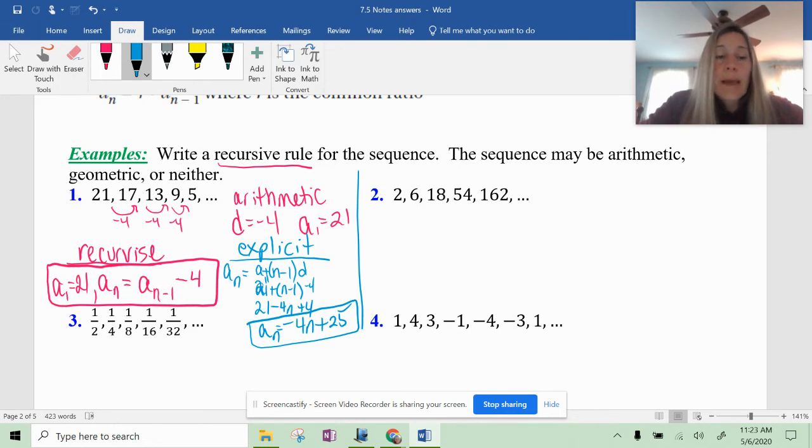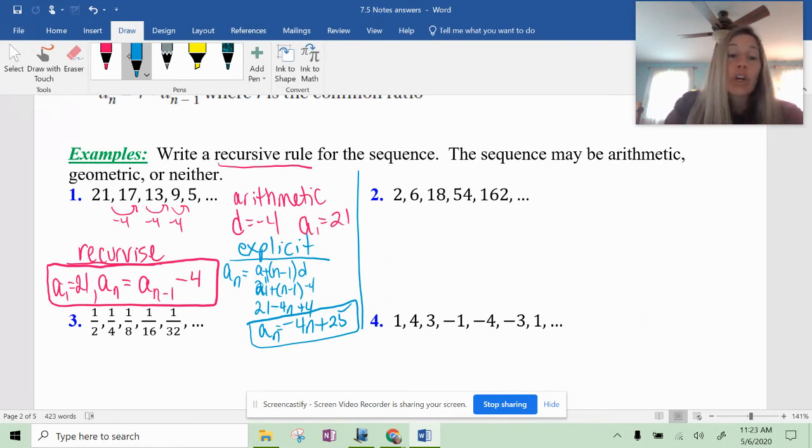They're both a sub n equals, but the explicit rule only has one variable in it, which is that n. And it doesn't have to give you any information to start with because you're just going to start with any number you want for n. So if I want to know the first term, I plug in a 1. The second term, plug in a 2 or whatever.